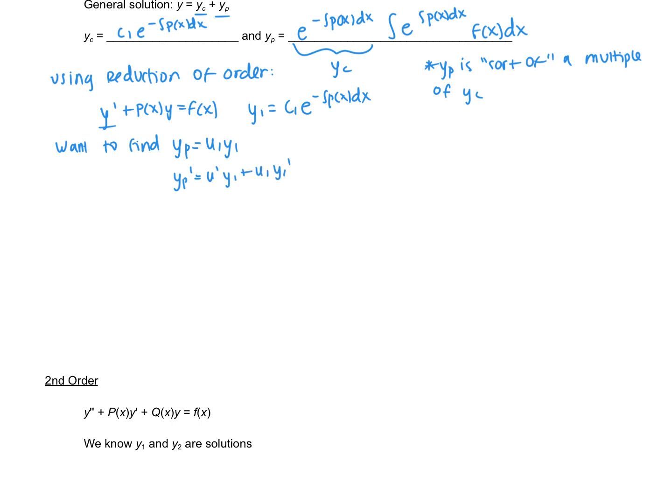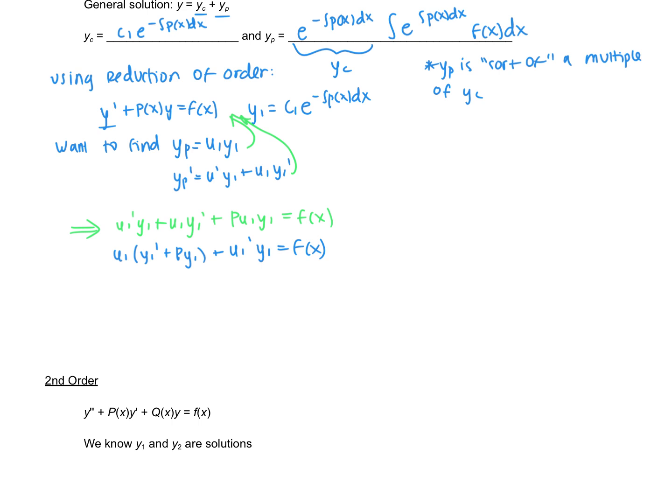So then if we substitute both of these back into our initial equation, what we're going to end up with is u1 prime y1 add u1 y1 prime add p times u1 y1, which is equal to f of x. So we're going to do a little bit of factoring here. We notice that we have some terms that have a u1. If I factor that out, I get y1 prime add p times y1. And then I have one term that has a u1 prime, which is multiplied by y1.